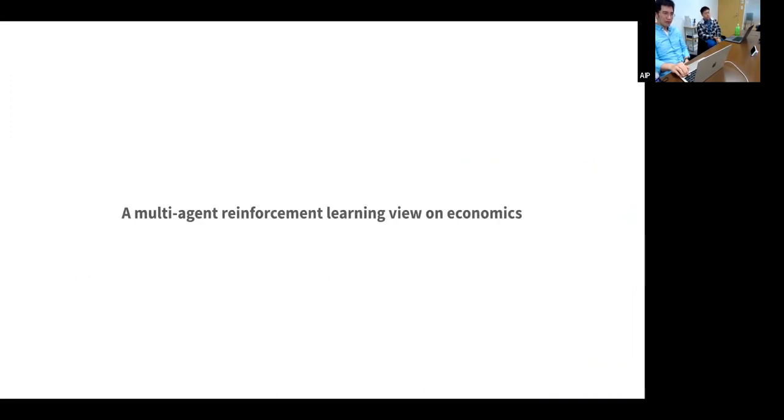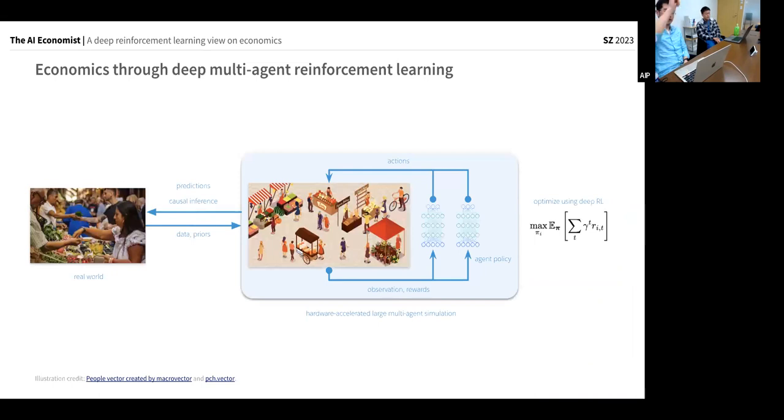So now we get to around 2020, 2023. What I want to talk about is the multi-agent reinforcement learning view in economics. Essentially, one of the ways to think about it is that instead of having these rules for the behavior of all the agents, now we're going to use reinforcement learning agents, right? And so in this picture, we're going to have a simulation again.